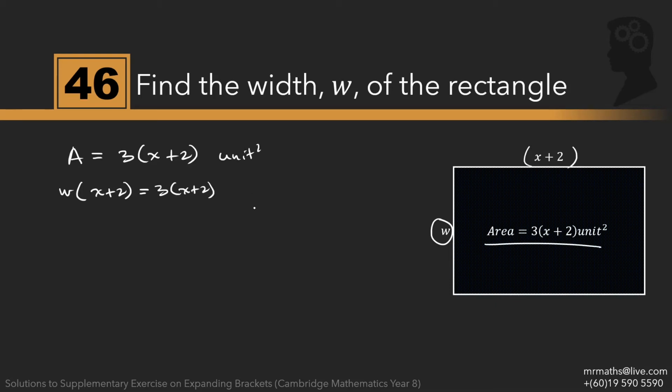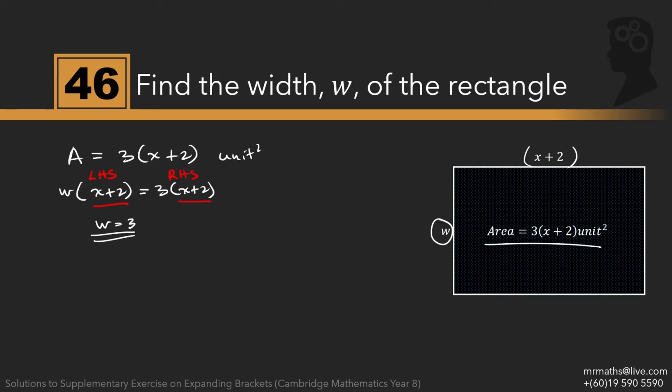So comparing the left hand side and the right hand side, what do you notice? Okay, this is the left hand side of the equation and the right hand side of the equal sign. We can see that the terms in the bracket are exactly the same. So what do you think the value of W is? Well, of course, W is equal to 3. So we have already solved the question.